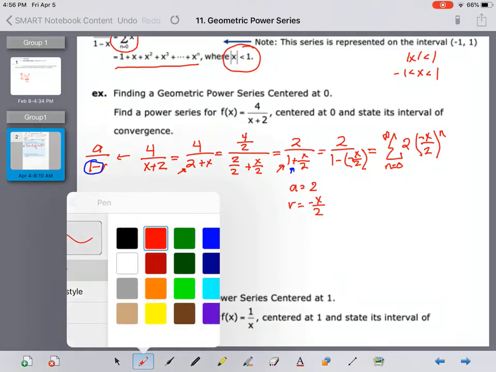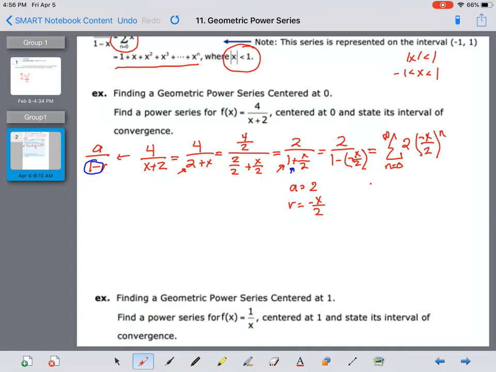Let me grab a pen again. So the absolute value, okay, third time's a charm. Okay, so the absolute value of negative x over 2 has to be less than 1. Okay, that's just what proves convergence for geometric series. So our geometric series tests are going to start coming into play here.